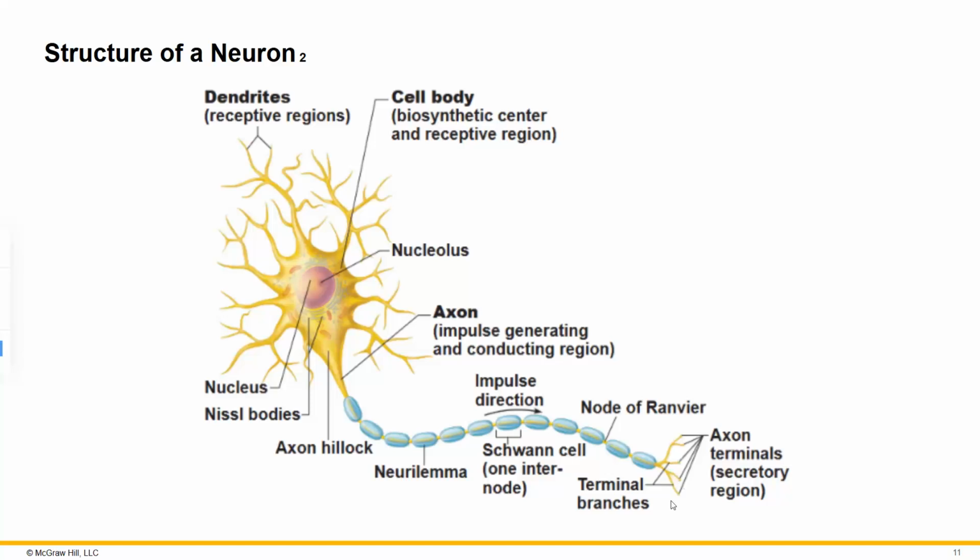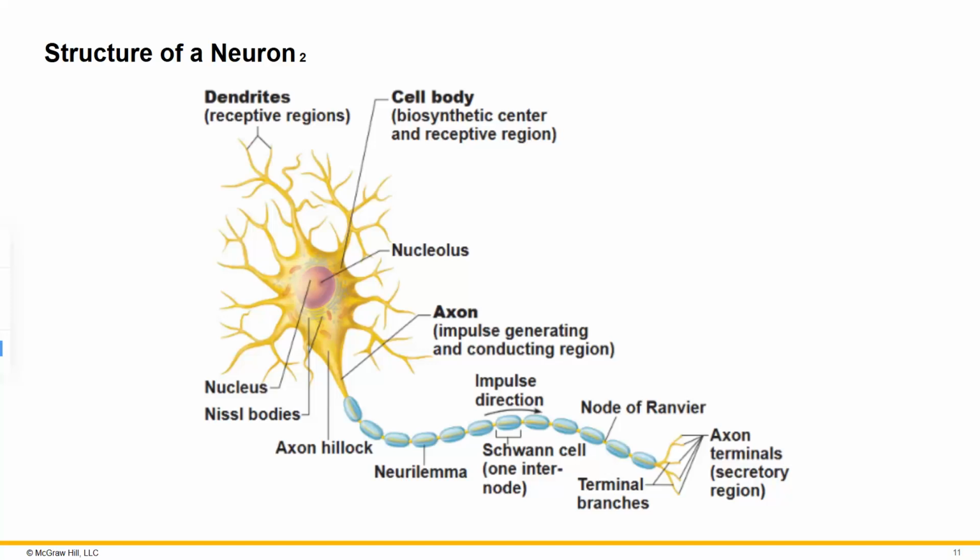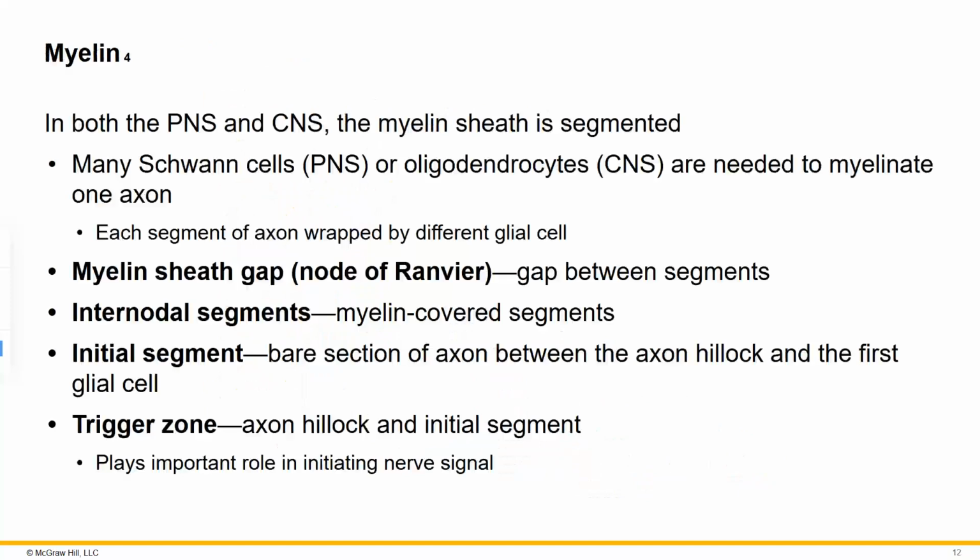And then these terminal branches and axon terminals, this is the secretory region. So once this neuron has been excited and that impulse reaches the end here, it's going to release neurotransmitters from those axon terminals. So just to give you a big picture view of what's actually going to happen during a nerve impulse. We'll talk about it once we get to the conduction zones. Right now, we'll just keep it at the different structures that you see here.